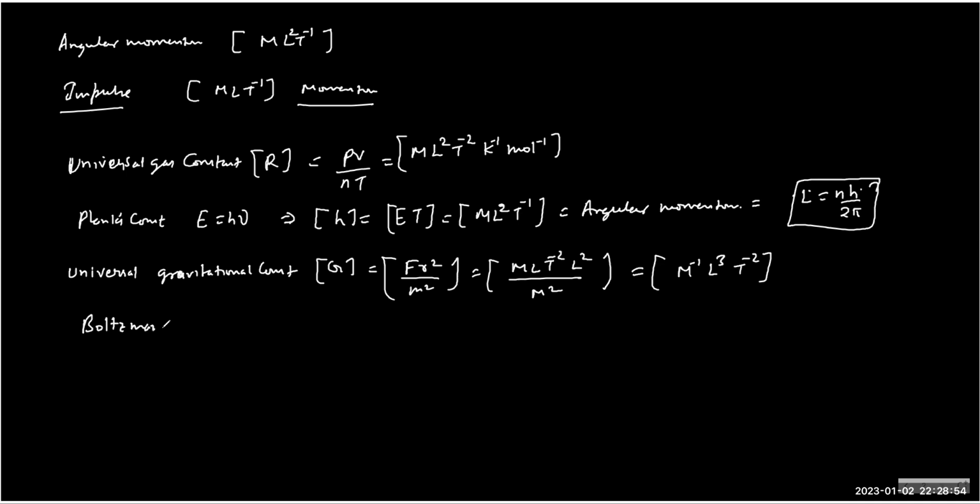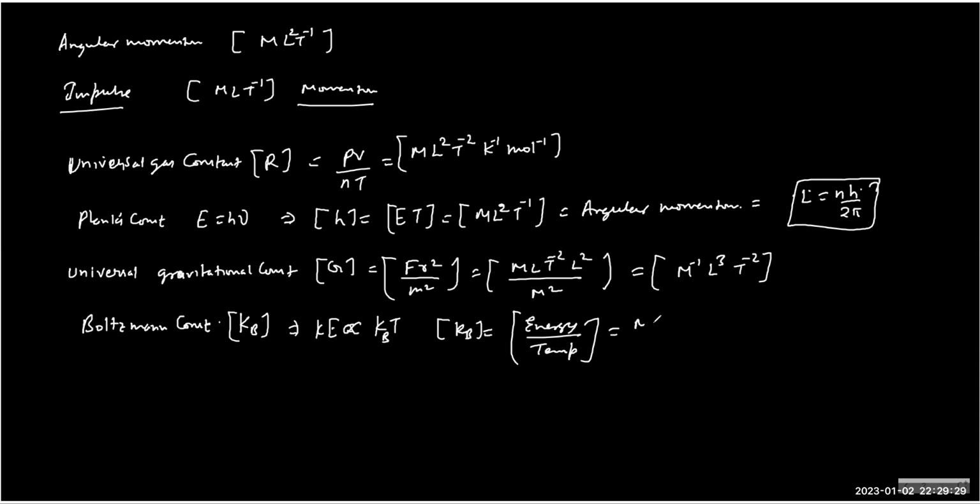Boltzmann constant. Tell me. So we know the relation: kinetic energy is proportional to kT, with a factor of half. So half kT represents the energy, isn't it? Yes, the Boltzmann constant is dimensionally energy upon temperature, isn't it? The energy is force into displacement, so that's ML square T minus 2. And temperature is Kelvin. You can use Kelvin K or you can use theta. I hope this is clear. Yes, sir.